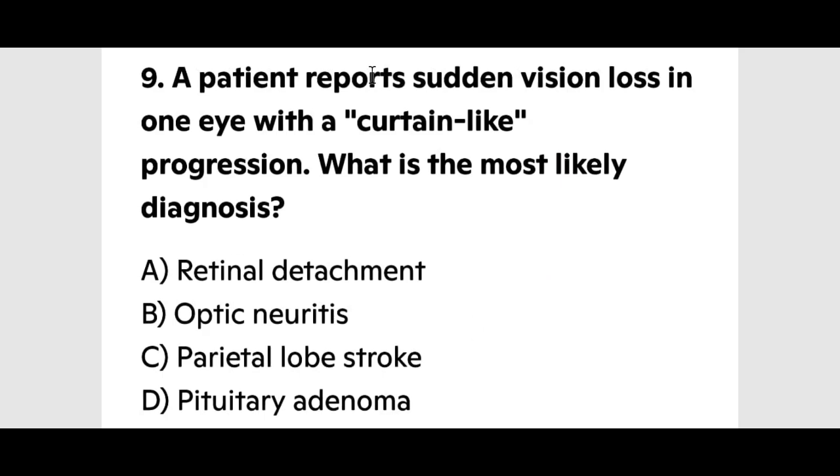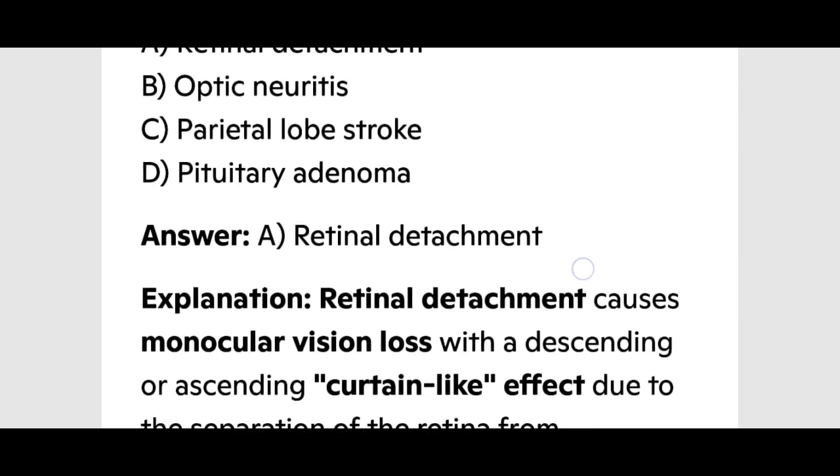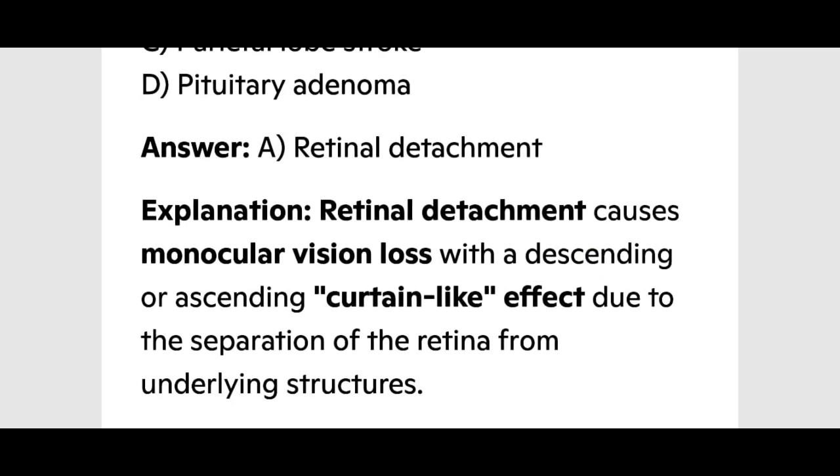A patient reports sudden vision loss in one eye with a curtain-like progression. What is the most likely diagnosis? What is your answer? Answer is retinal detachment. Explanation: retinal detachment causes monocular vision loss with a descending or ascending curtain-like effect due to the separation of the retina from underlying structures.